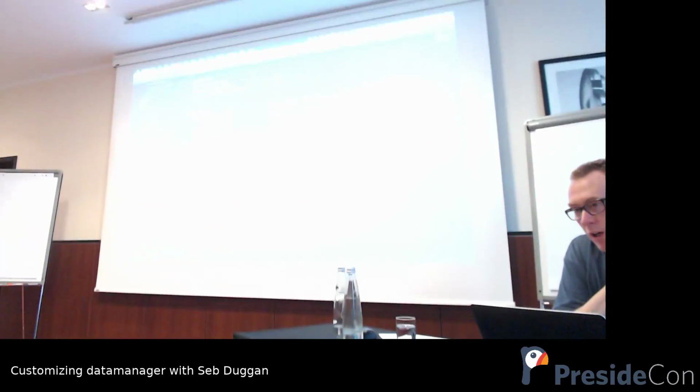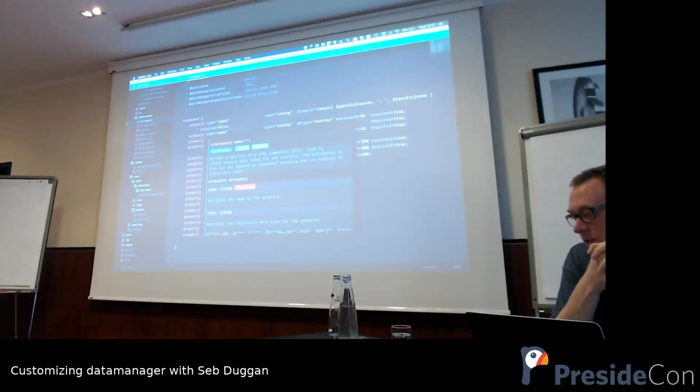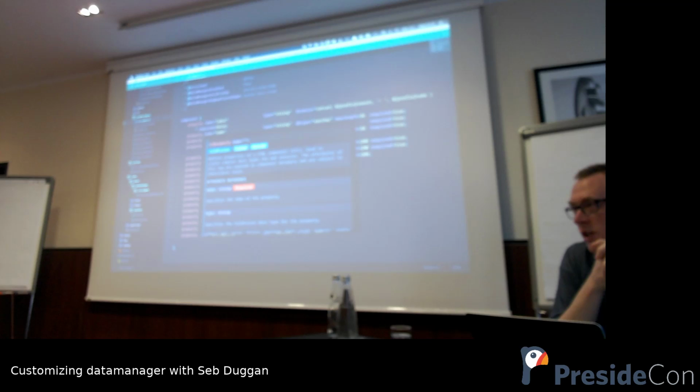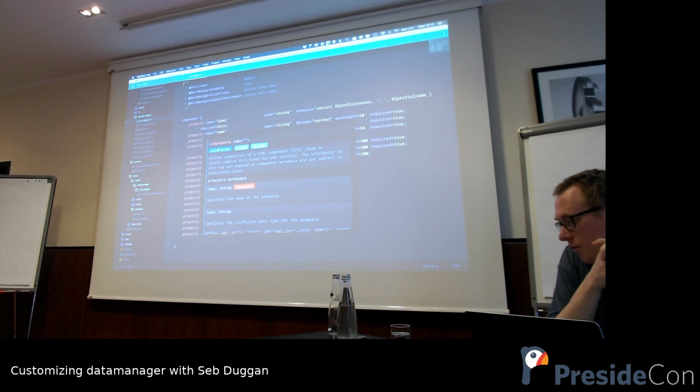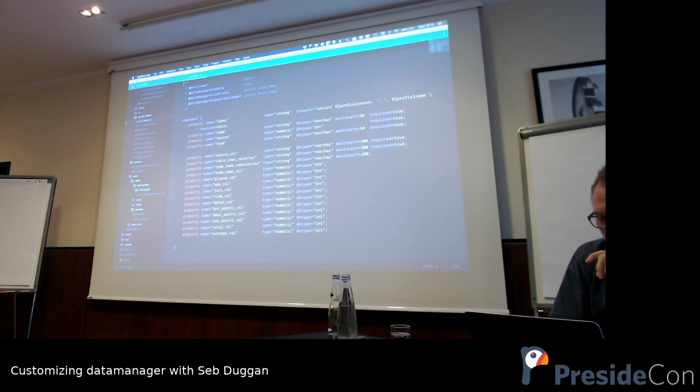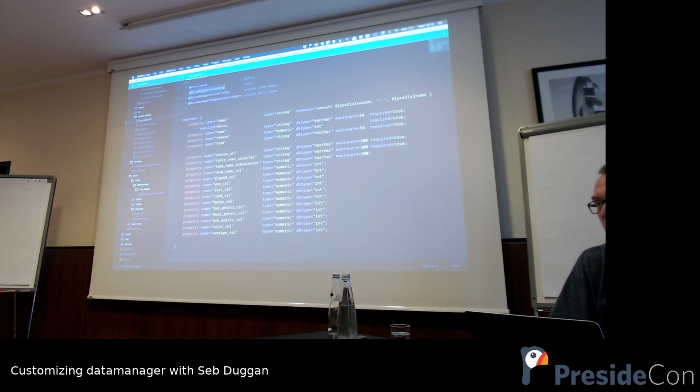So before we saw that you can say data manager group and assign it a group, and that will appear in the data manager listing. There's a new setting which is data manager enabled, and if you set that to true instead of assigning a group, then it won't appear in the main listing of objects in the data manager, but it will still have access to all the data manager functionality.